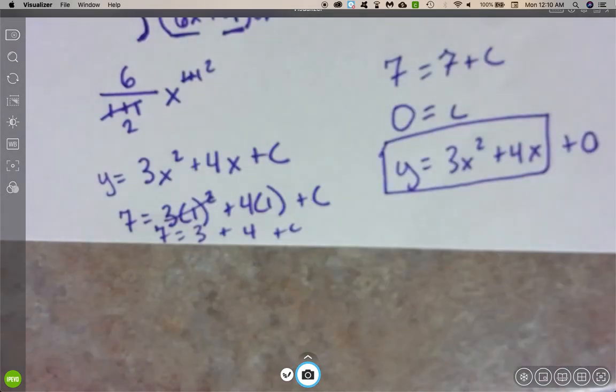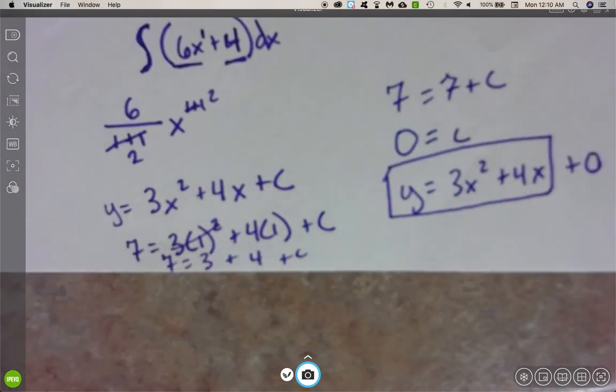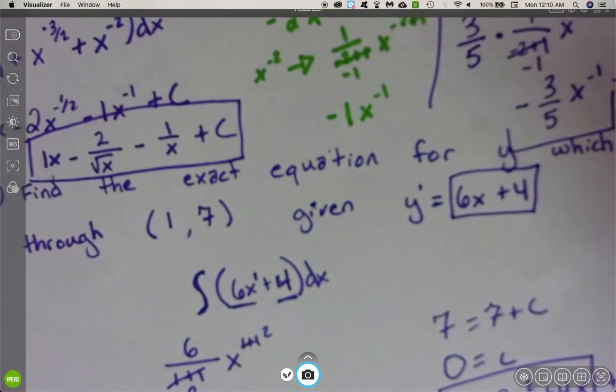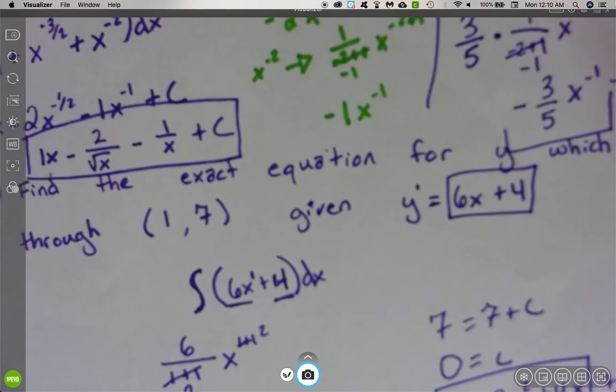So there is how that kind of boils down. This is just some practice to get us back into finding the antiderivative before I move on to 6.3. This is really going to help.